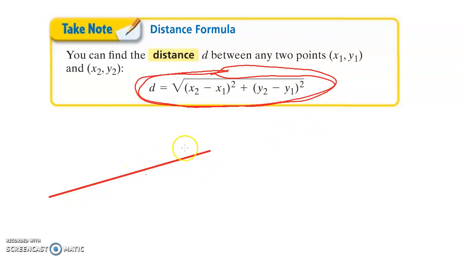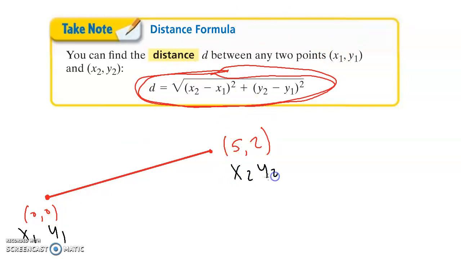Now, if I had a line like this one, and let's say the endpoints were on a graph, and we call this point 0, 0, and let's make up a point, 5, 2. What would the distance of this line be? Well, we'd pick which point is going to be 1 and 2. It doesn't really matter, so let's call this x1, y1. Remember, every ordered pair has an x and y. And we'll call this one x2, y2.